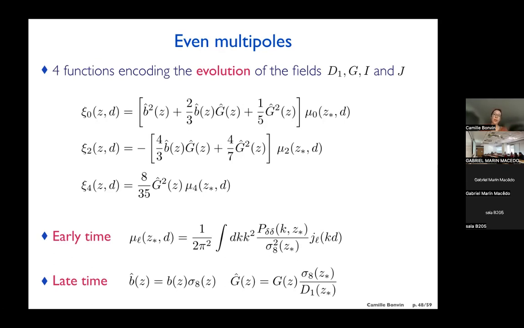So first we can look at the even multipoles, so the standard redshift space distortion analysis. And we see that we can write these 3 multipoles in the following way. So we have actually 2 types of ingredients. We have these functions mu0, mu2, and mu4 that are evaluated at the redshift z star, so before acceleration started, and that depend simply on the matter power spectrum at this redshift z star. And so this quantity can be constrained by the CMB.